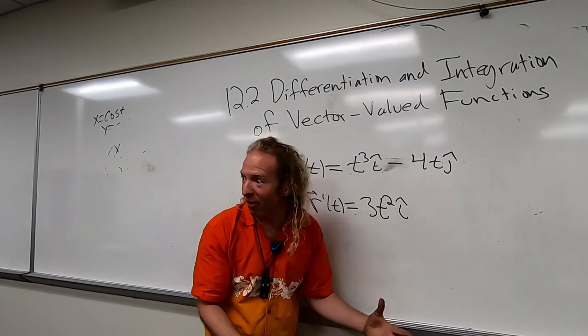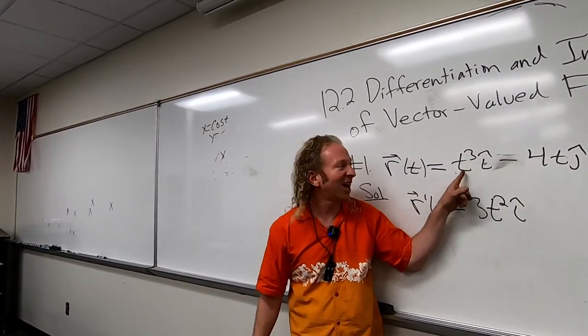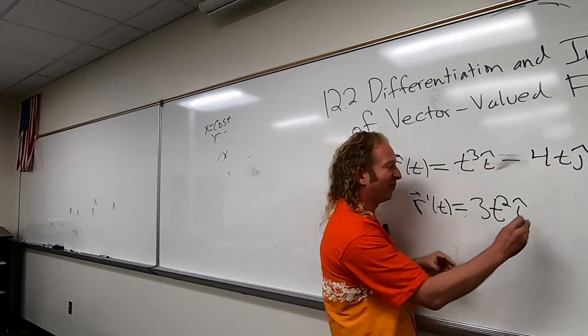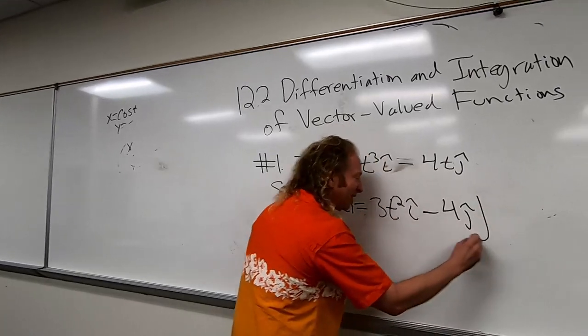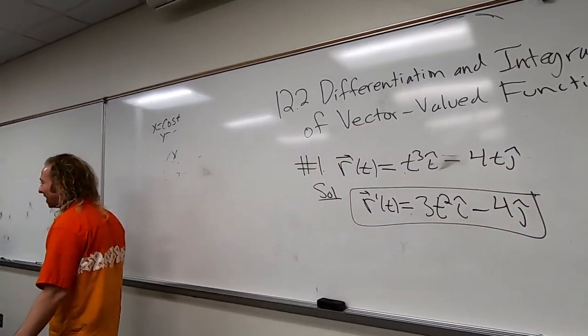Imagine if you didn't know that, right? So you subtract 1, so like 3t squared I hat. And what's the derivative of negative 4t? Negative 4. That's it. Easy 5 points, right? Easy. That's number one.